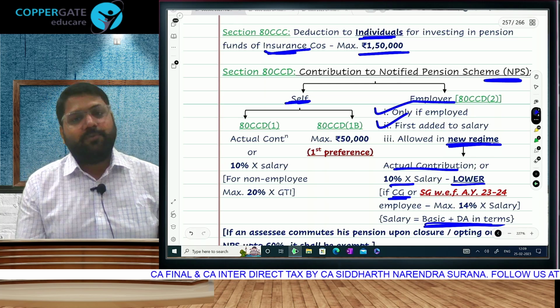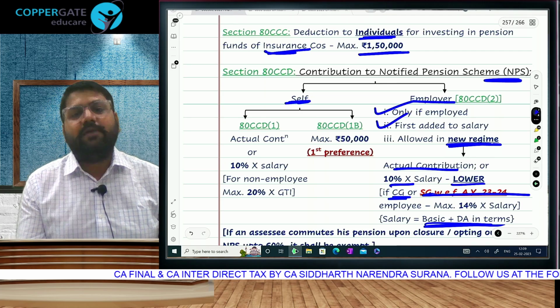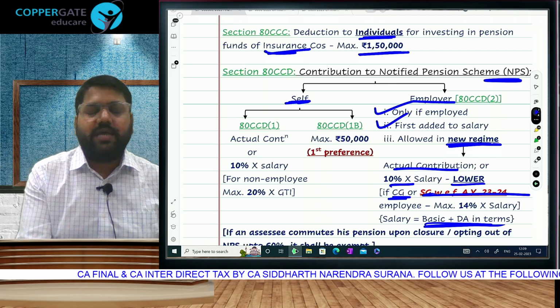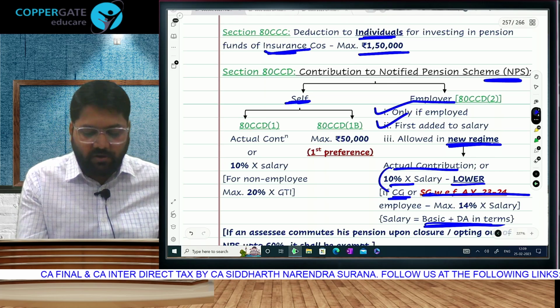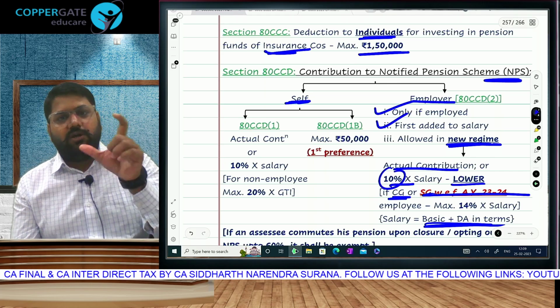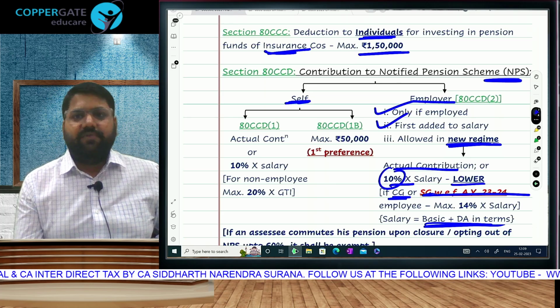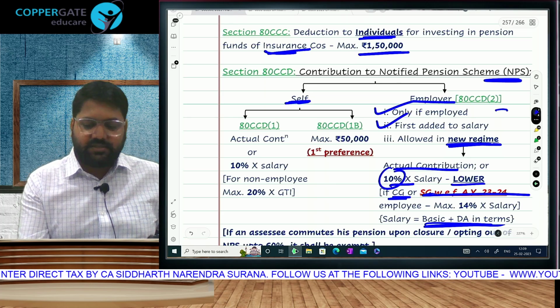And for government employees, central government was existing. In the amendment, state government will also be covered. So for a central government or state government employee, we will not take 10, we will take 14. So actual or 10, whichever is lower, actual or 14, whichever is lower, subject to these conditions.